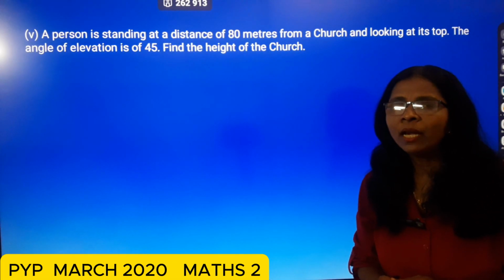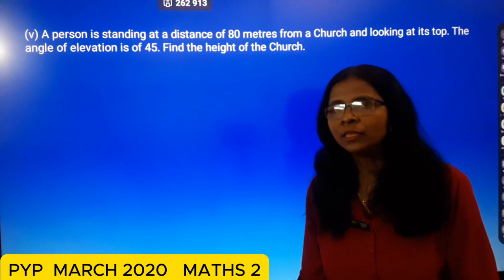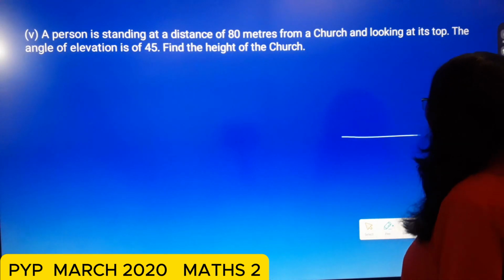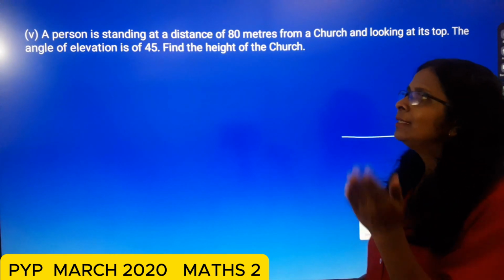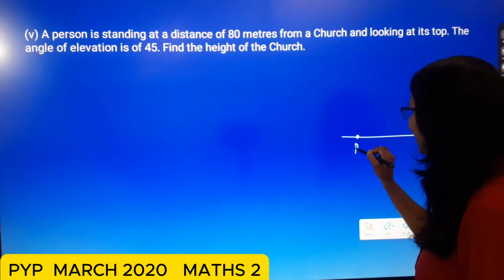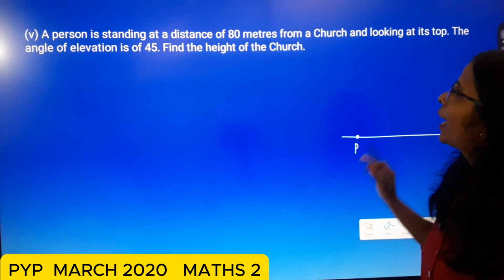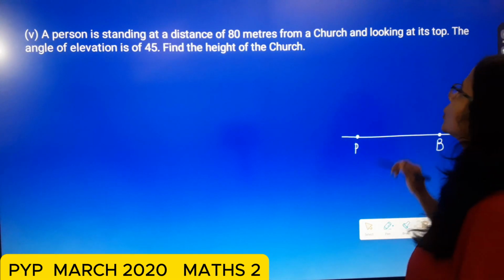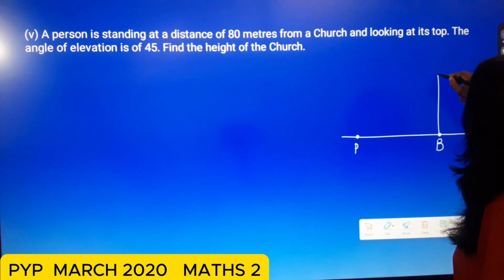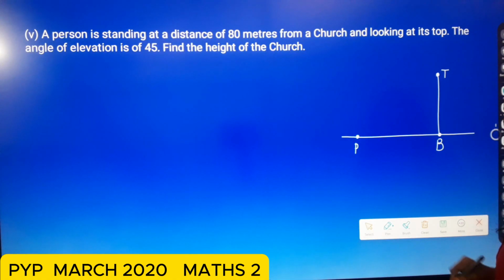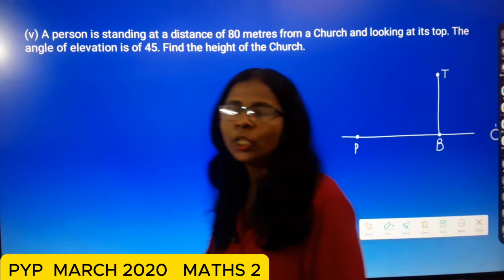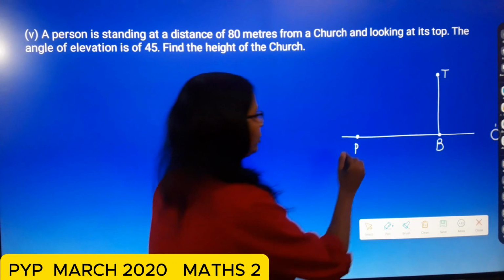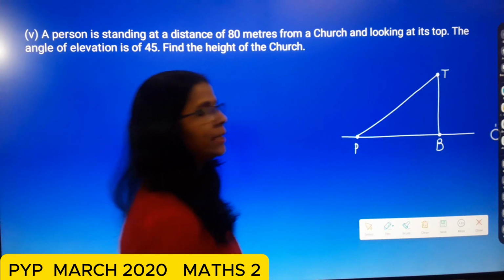Now solving this example, before that we have to draw the figure. First draw the horizontal line. There is a person, that person is P, and there is a church. This is the base of the church, B, and there is a top. This is the top of the church. So TB is the height of the church, and P is a person, and he looks at the top of the church. So I draw his line segment PT.